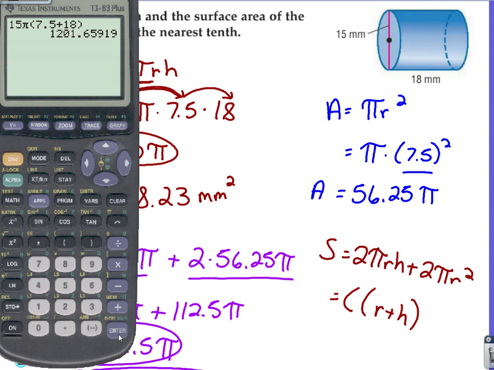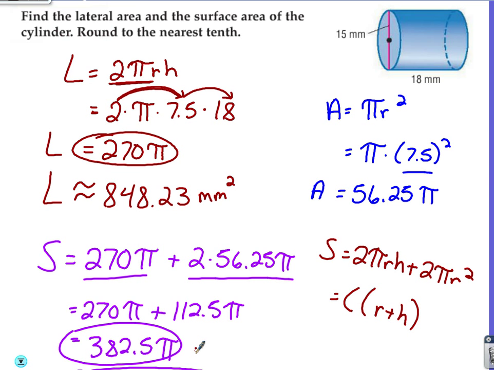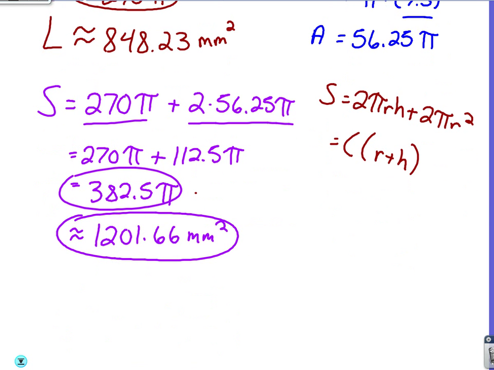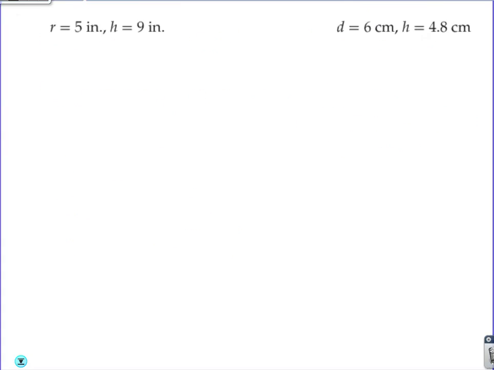Same answer. Is that quicker? I think so. I think you refer to that as Swinford's formula. That's the name of it. Next problem.